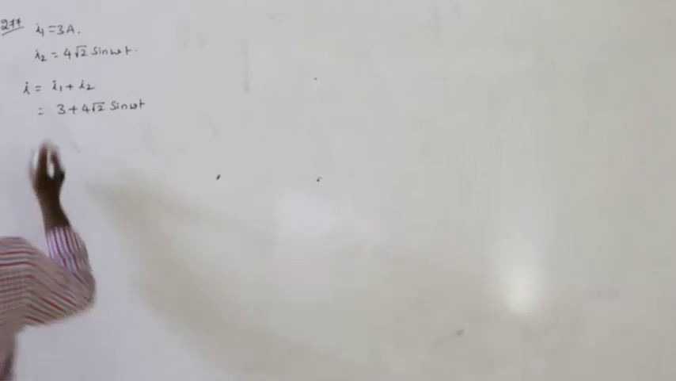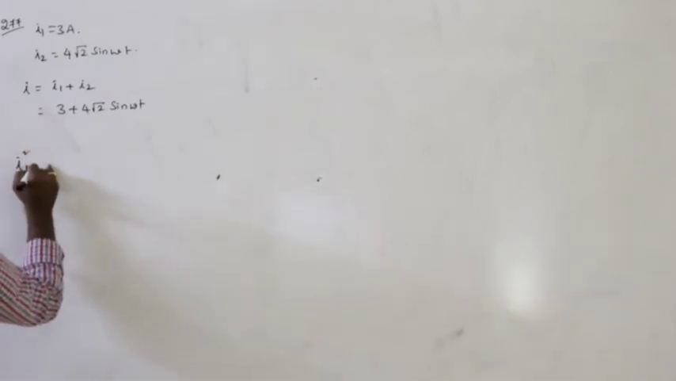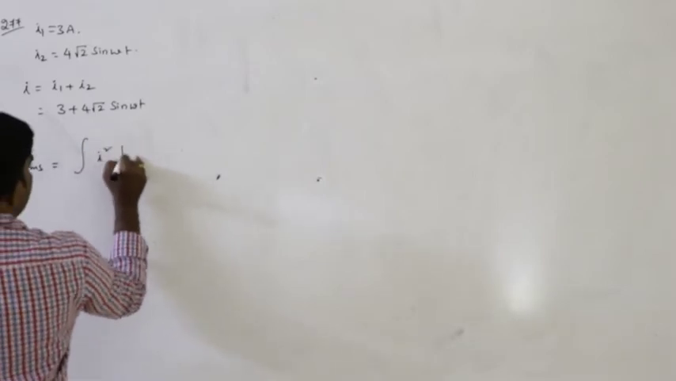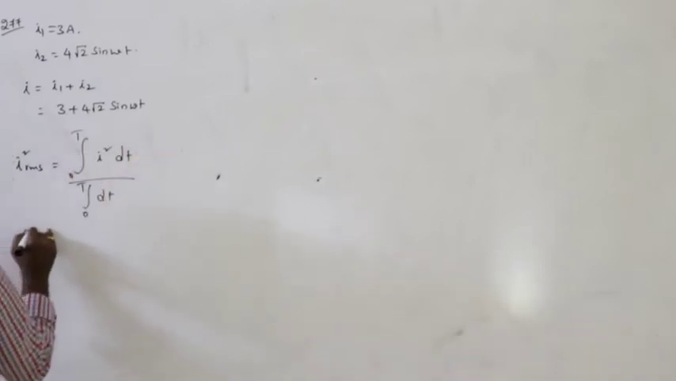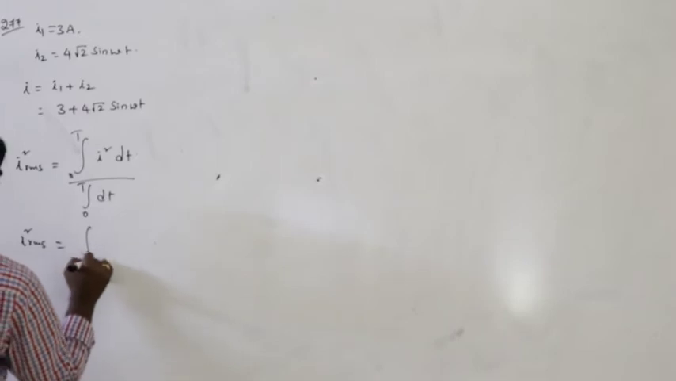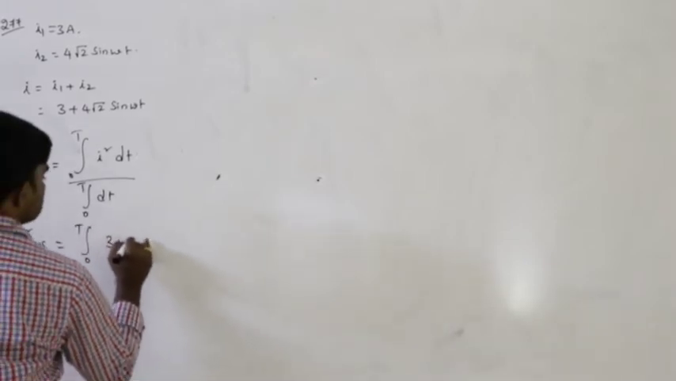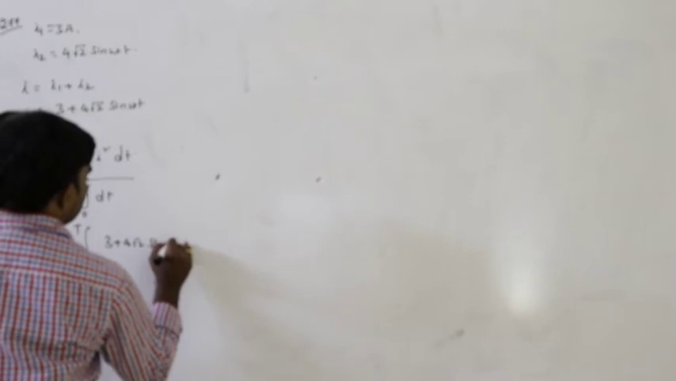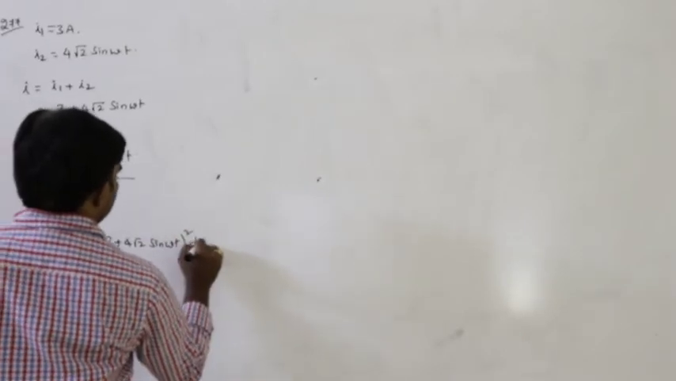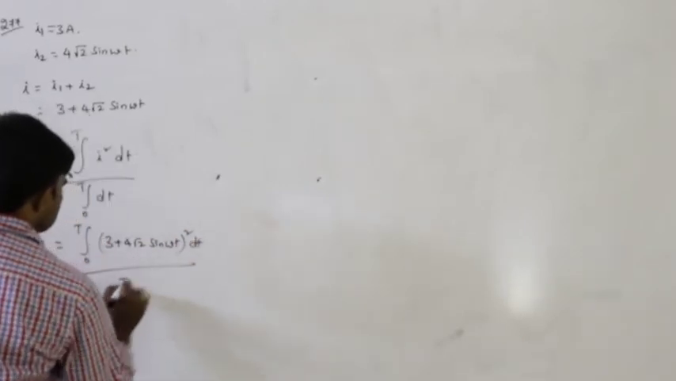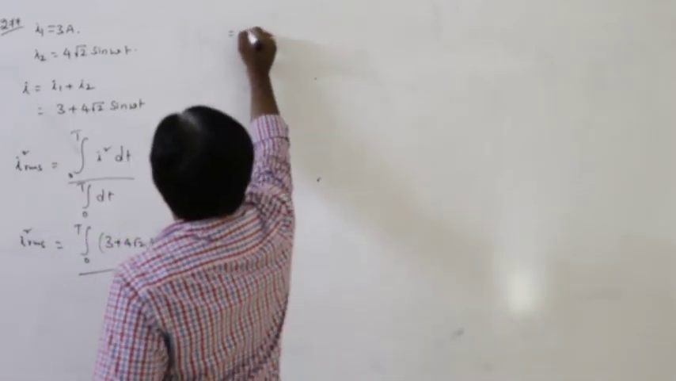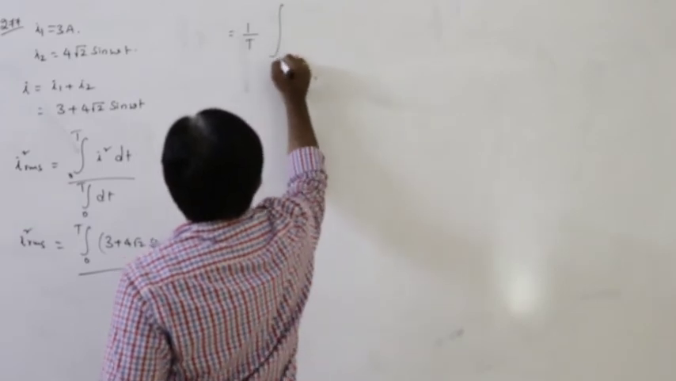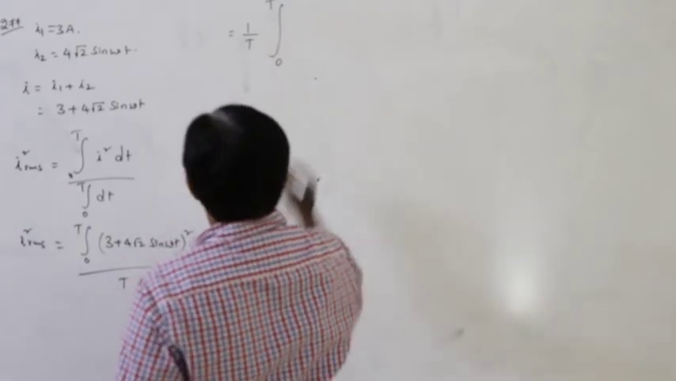RMS value of current we have to calculate. I square RMS is equal to integral of I square dt divided by integral of dt between the limits 0 to T. So here I square RMS is equal to integral from 0 to T of (3 plus 4 root 2 sin omega t) whole square dt divided by T, since integral of dt is T minus 0, T only. So that is 1 by T integral of 0 to T of (a plus b) whole square.